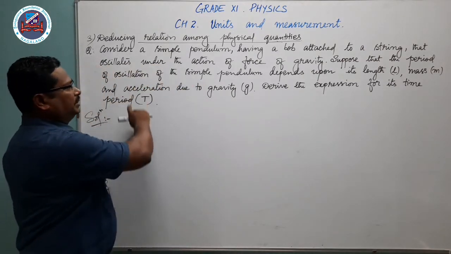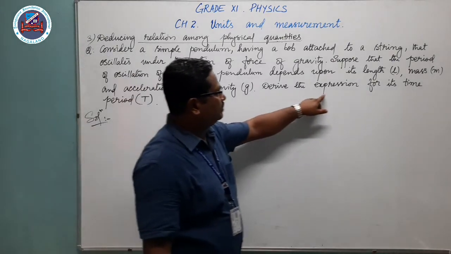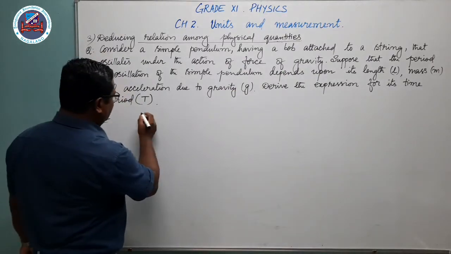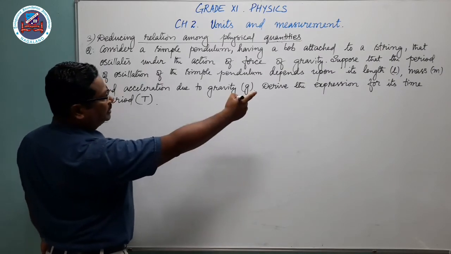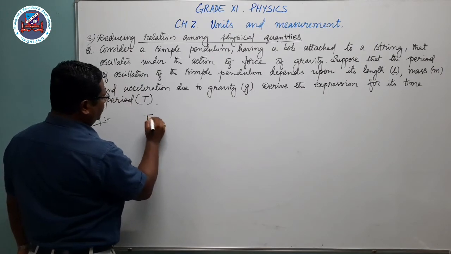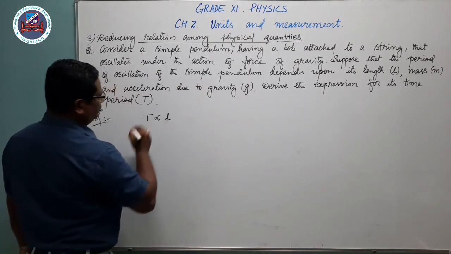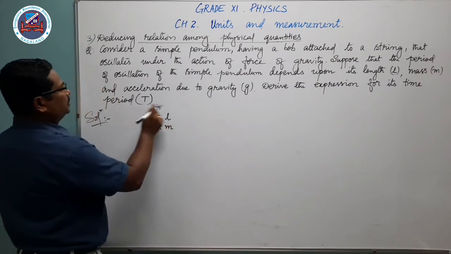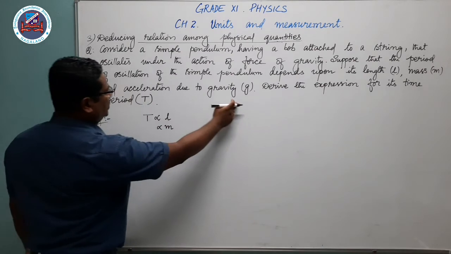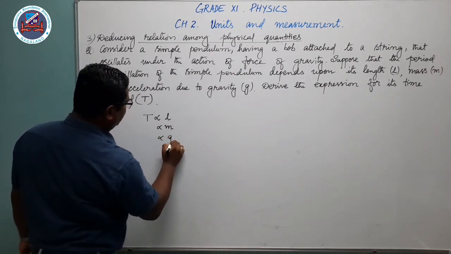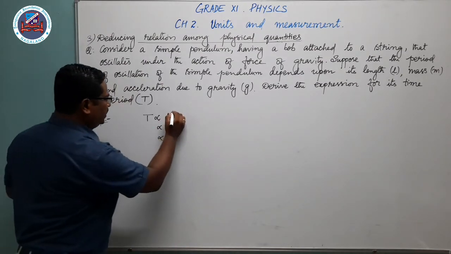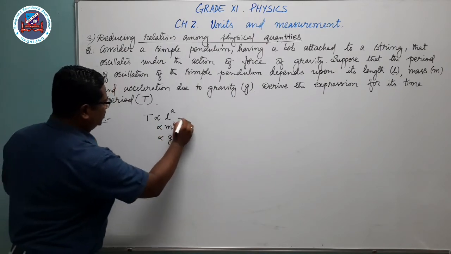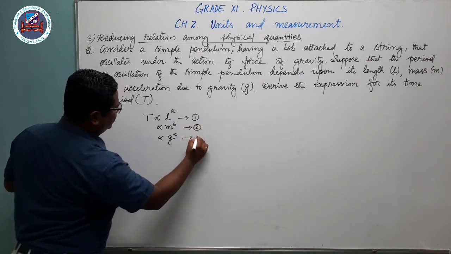The period of oscillation, that means they are talking about a time period. Here you can see, derive the expression for its time period. We write it as capital T. So what we'll do first is, you take the physical quantities which are related with time period. Time period is directly proportional to length. You write down, time period is directly proportional to mass. It is also directly proportional to acceleration due to gravity, G. By combining these three, you raise to the powers, suppose x, y, z, or a, b, c. Then with these three relations, 1, 2, 3, that are given in the question.